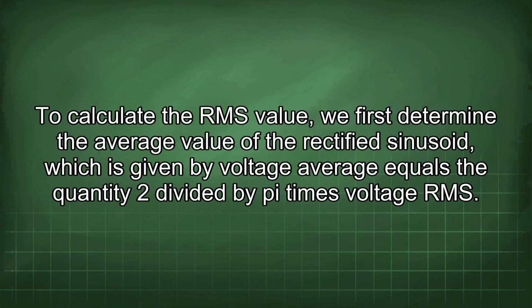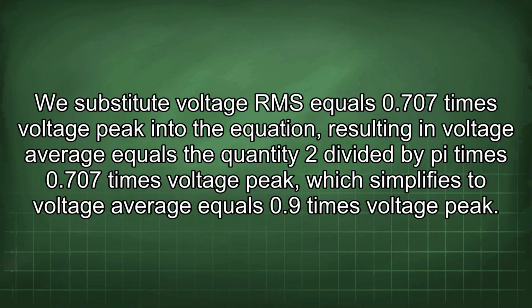To calculate the RMS value, we first determine the average value of the rectified sinusoid, which is given by V_average equals the quantity 2 divided by pi times V_RMS. We substitute V_RMS equals 0.707 times V_peak into the equation, resulting in V_average equals the quantity 2 divided by pi times 0.707 times V_peak, which simplifies to V_average equals 0.9 times V_peak.